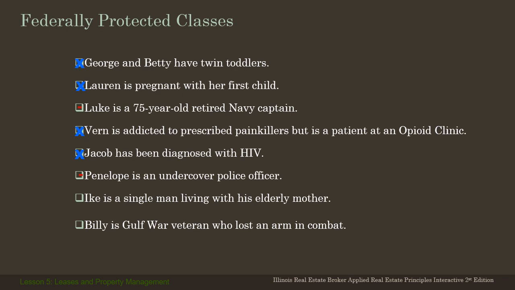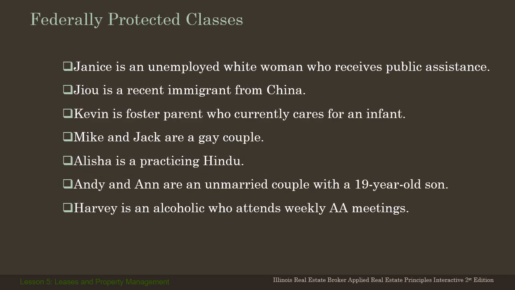Ike is a single man living with his elderly mother. Okay, Ike isn't protected. Billy is a Gulf War veteran who lost an arm in combat. Probably Billy would be protected, again, a legitimate disability. Janice is an unemployed white woman who receives public assistance. She is not protected under the federal acts, but she would be protected under the Illinois Act. On source of income would be her category for protection.